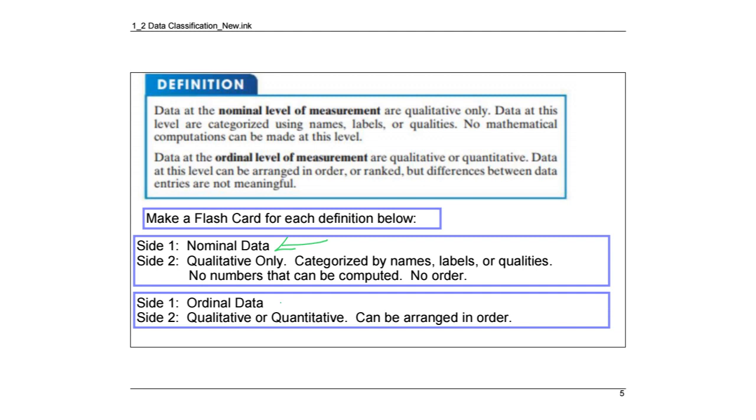Okay, then we have what we call ordinal data. For ordinal data, this can be either qualitative or quantitative, but it has to be able to be arranged in order. So we could say that those sports, because they were arranged in order of how many head injuries, we could say that that's ordinal. If we took the names of teams and their rankings in a season, that would be ordinal data because they're ranked in order by how many games they won.